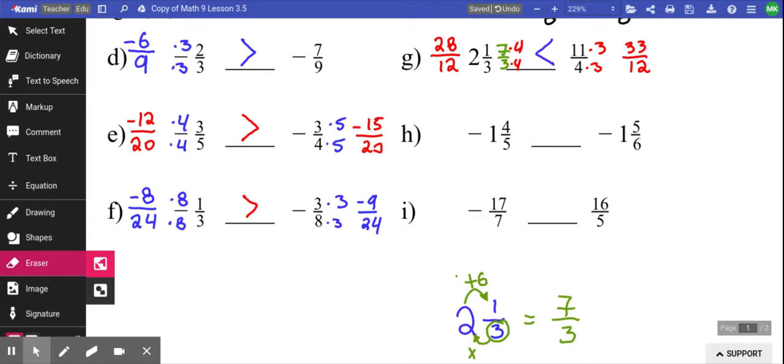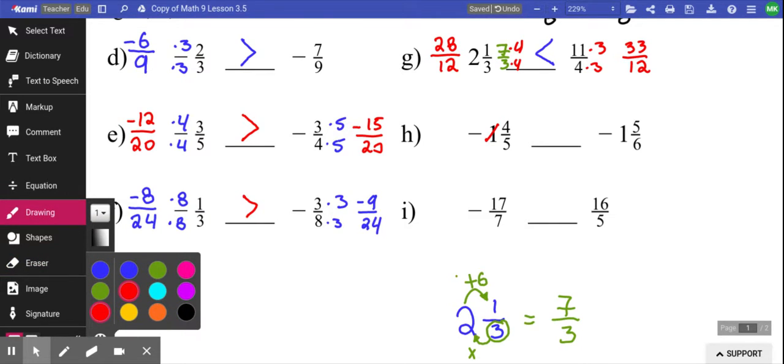If you look at H, we don't need to worry about the fact that they're mixed fractions. The reason is that they both have a 1, and those things basically cancel each other out. They've both got -1 to the left. And then you just need to compare their fractions.